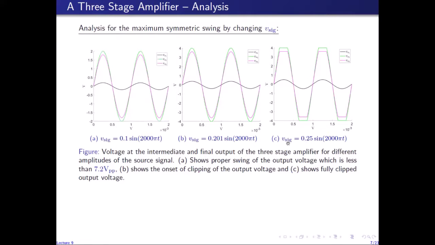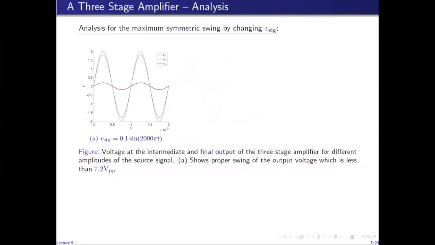And when I increase the input peak voltage to 0.25 volts, then you can clearly see that the voltage at the output of stage 1 is still a sine wave, but the other two voltages, they are chopped off at the peak. So why at this value of the peak of the input voltage do we start to see this clipping off effect?